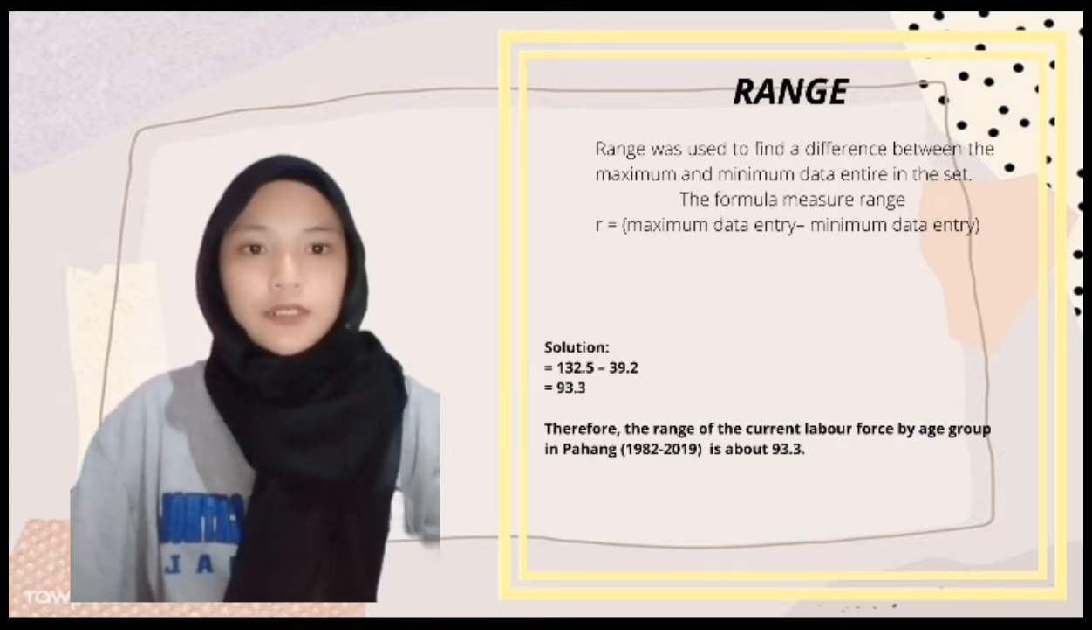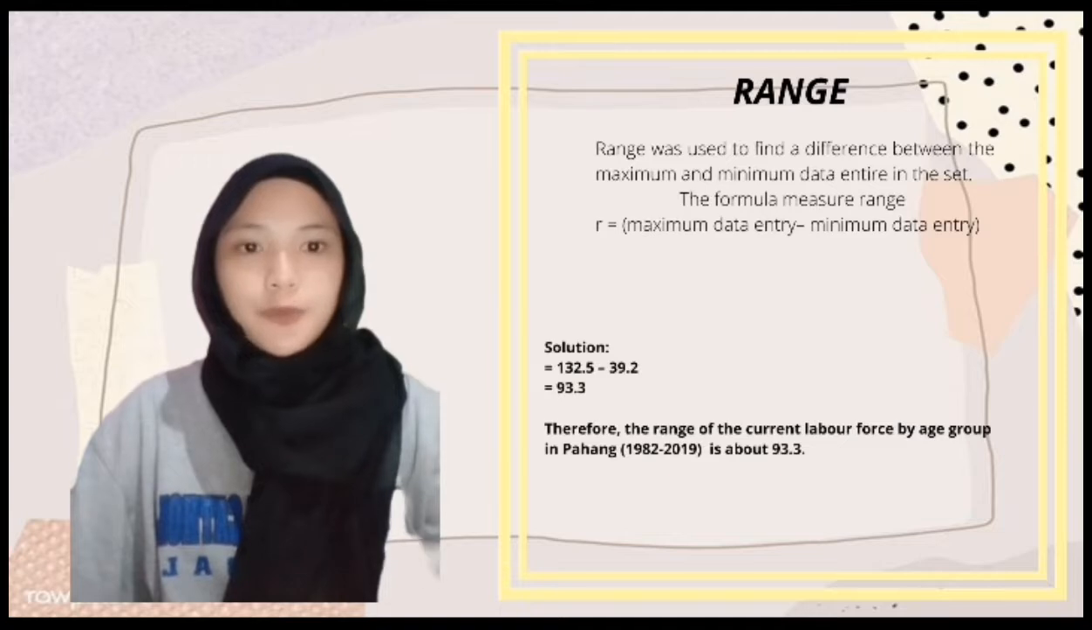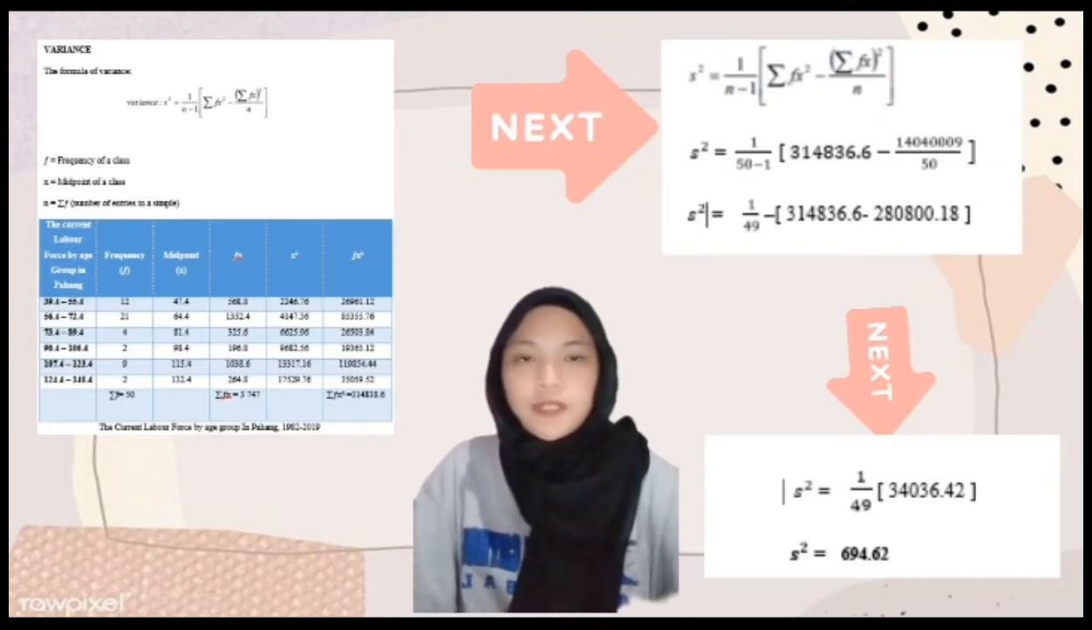Solution: 132.5 minus 39.2 equals 93.3. Therefore, the range of the current labor force by age group in Pahang is about 93.3. Look at the screen.